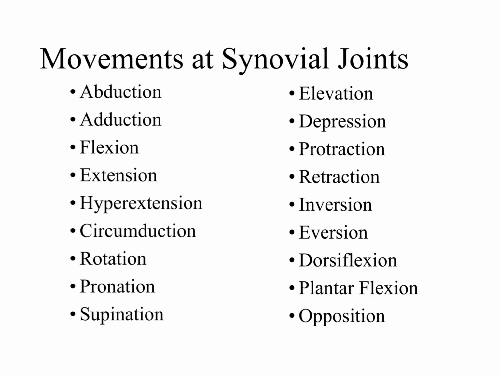Now that we learned the different types of synovial joints, and we know that synovial joints are freely movable joints, and as such, they fall into the diarthrotic joints category, it's time for us to learn the different names we give to the movements that happen at synovial joints. And this vocabulary is very important.